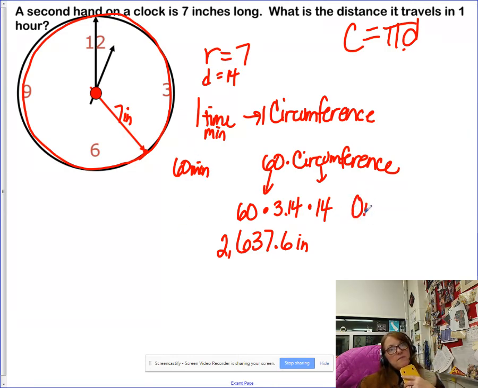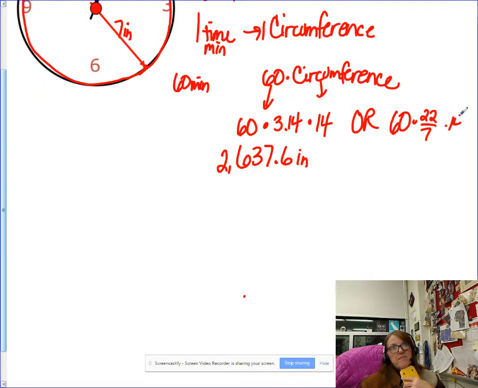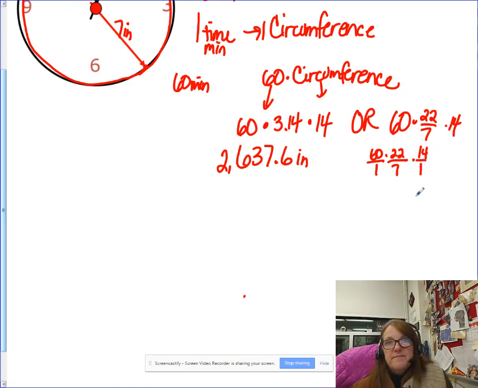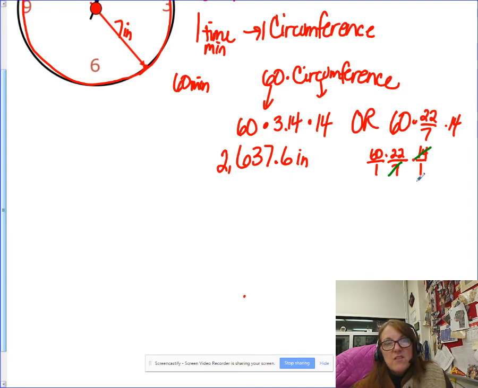Cool. Or what if, instead of doing it this way with 3.14, I said take 60 circumferences times pi, but this time use 22/7 times 14. And watch what happens here. Because I'm so stinking old, I could even do this math problem almost without a calculator, because 60 is like 60 over 1, 22/7, 14 over 1. Now here's the cool part. My denominator is going to get wiped out because 7 is a factor of 14. And that becomes a 2. So really, I have 60 times 22 times 2.